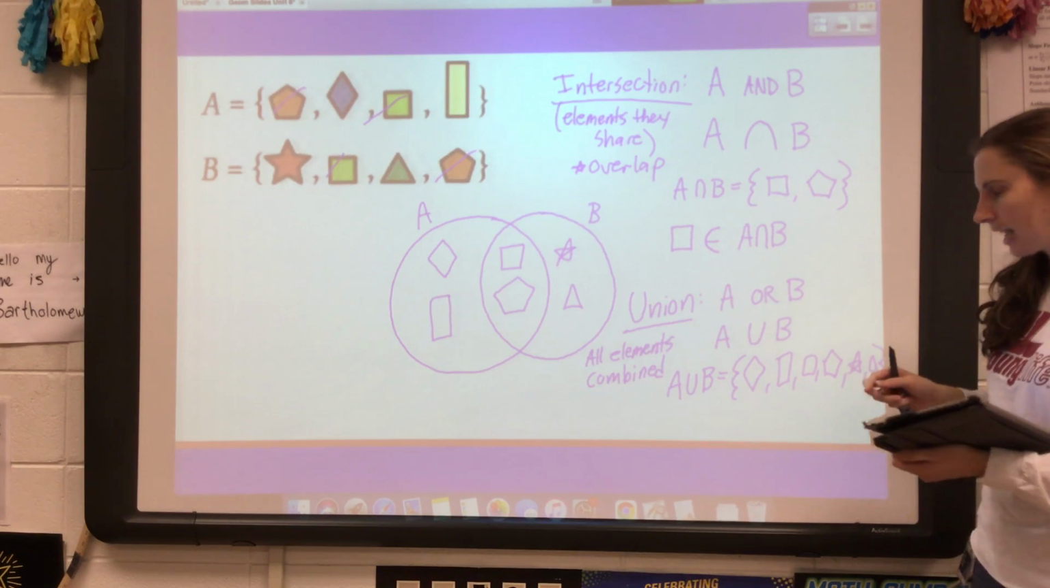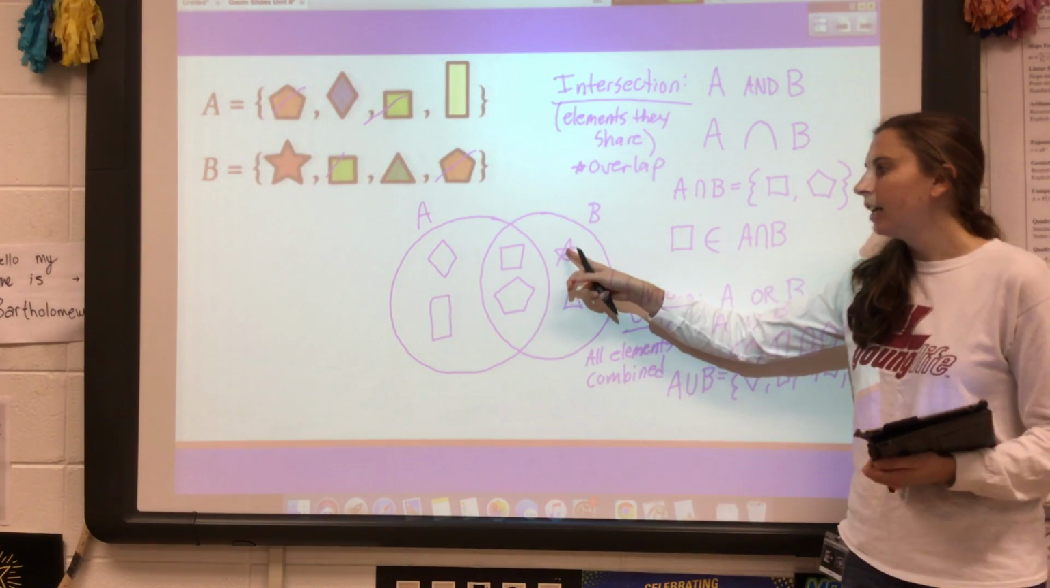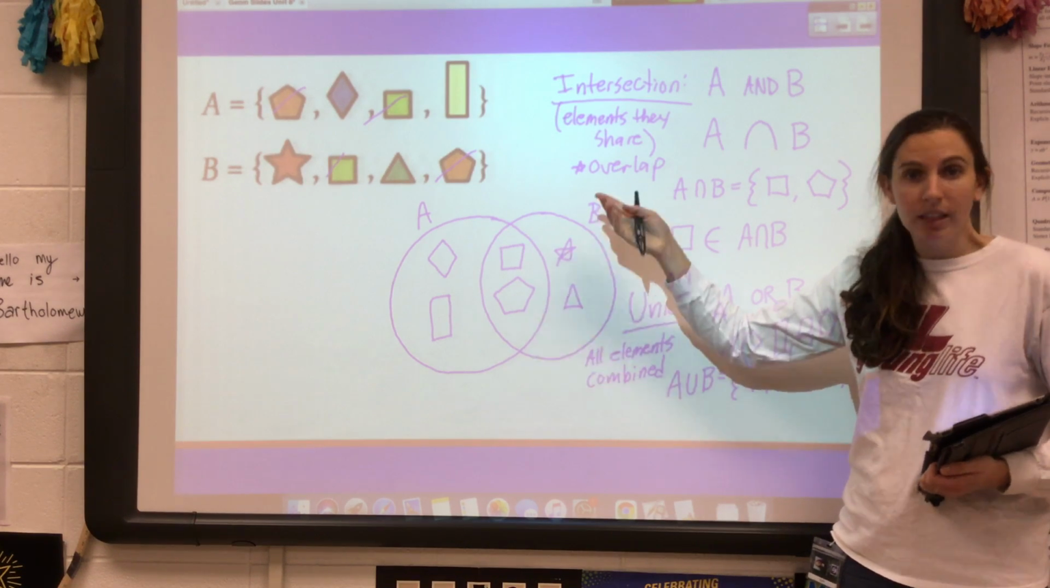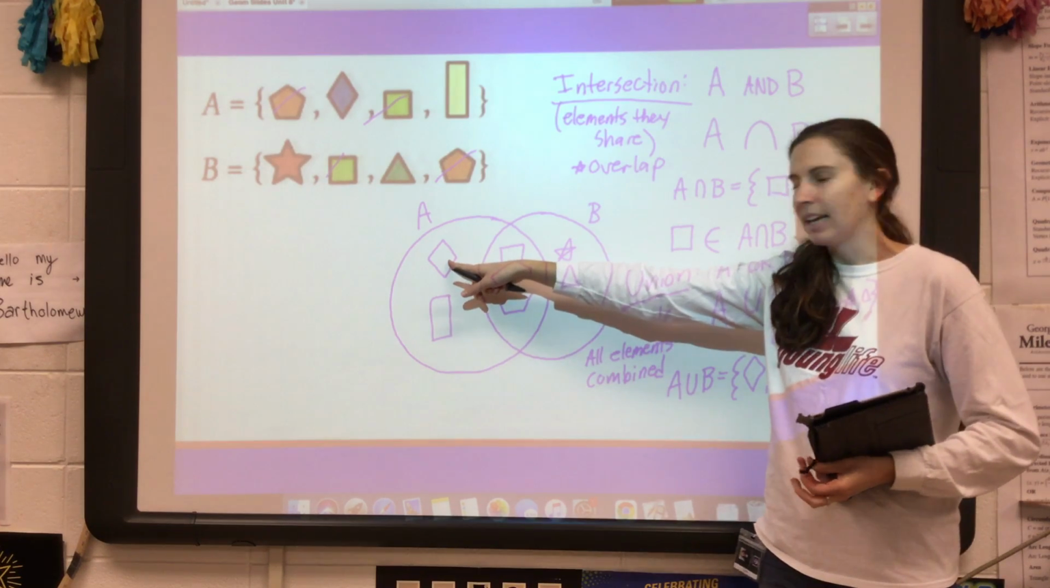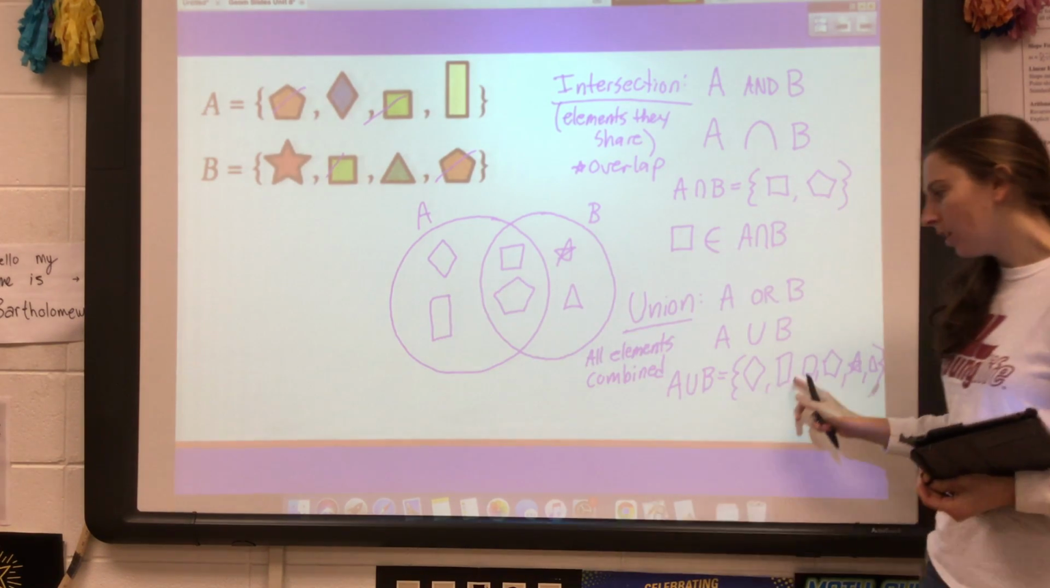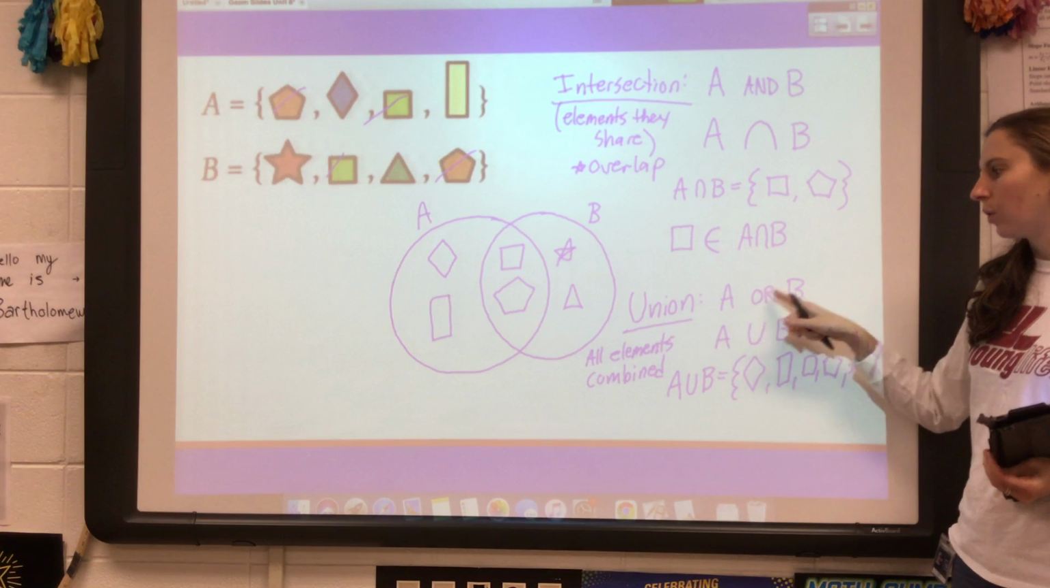So let's say, is star in A or B? The answer is yes. Is square in A or B? Yes. Is this in A or B? Yes. So all those elements go in this set A or B.